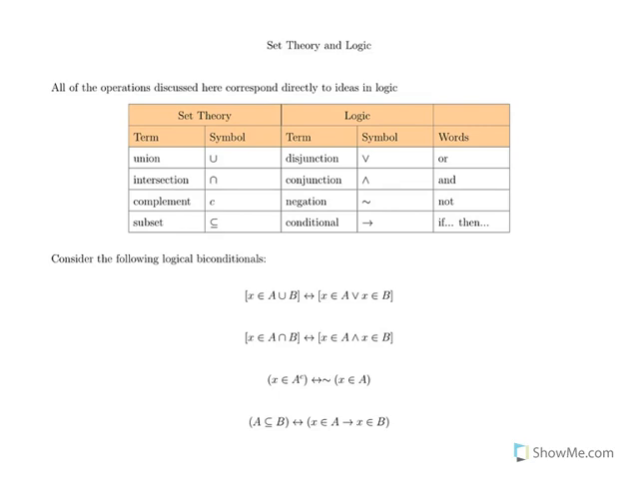In logic, we're talking about simple statements and combining simple statements. In set theory, we're talking about sets and combining different sets. And we could even see the notation here, especially for the union and intersection, is very similar, and that's not by coincidence, that's by design. So lastly, let's think about the following logical biconditionals. These are if and only if statements where both sides are equal. And it's going to be relating our set theory and our logic.